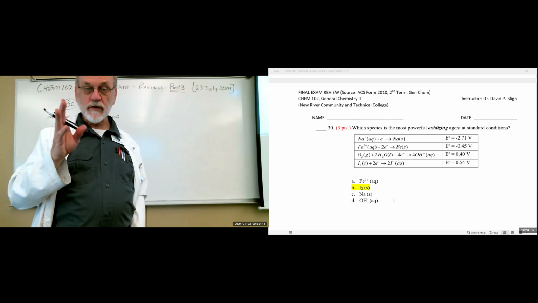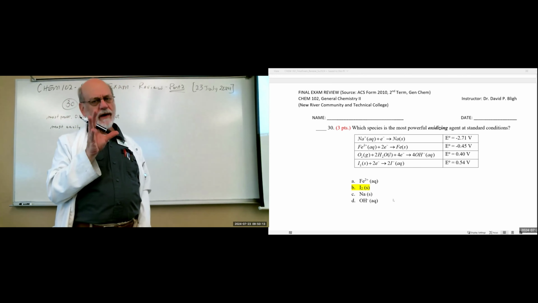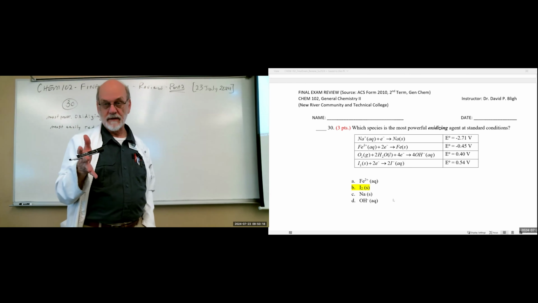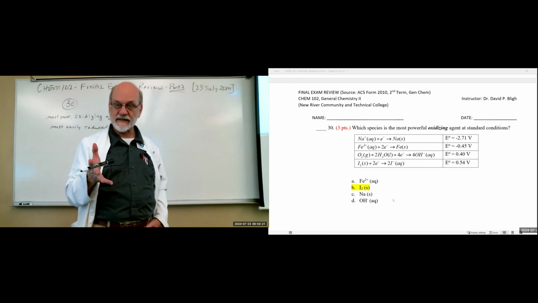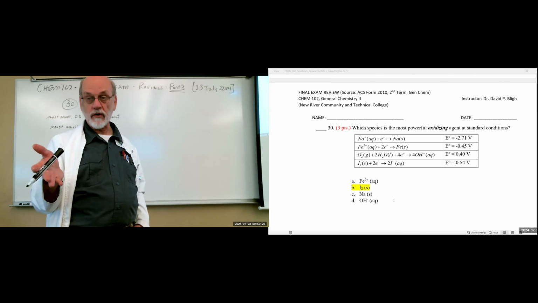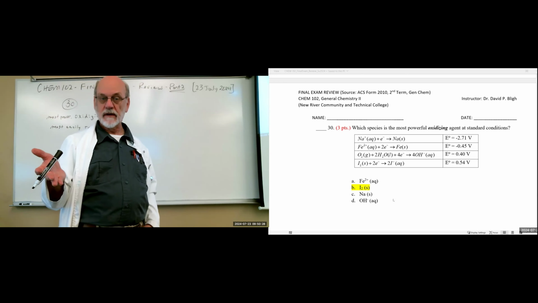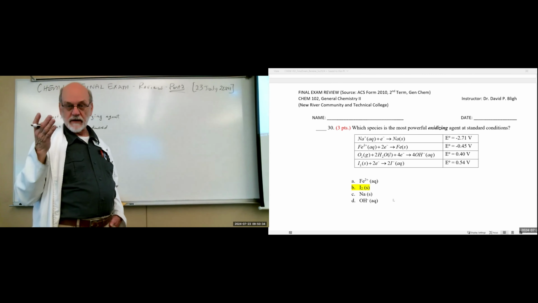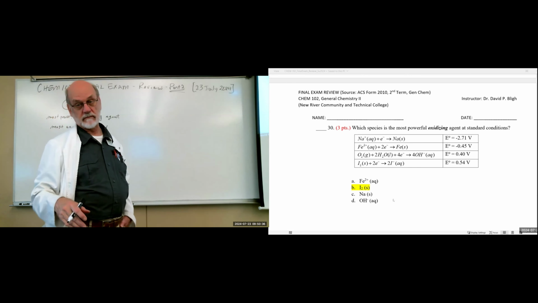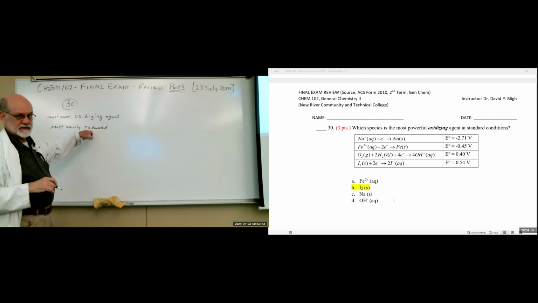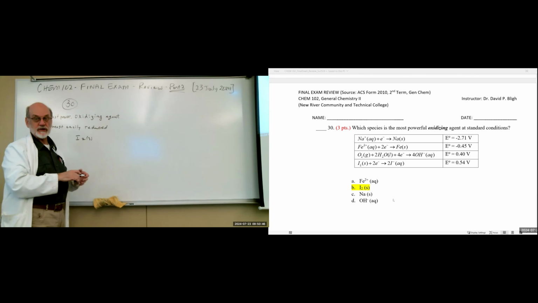Right? All of these values here are given as reduction potentials. We want the most positive one. That will be the strongest oxidizing agent. And the last one, 0.54, is the largest positive number. Iodine, I2 solid, answers the question. All right, I2, most easily reduced, has the most positive reduction potential.